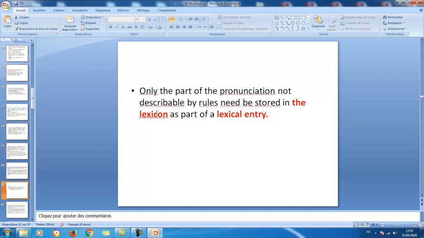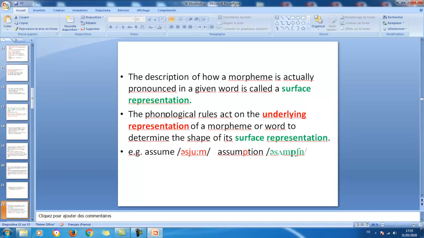Okay, so the thing that cannot be predicted by a rule should be learned, should be stored in the mind, because it's something which is unique. Now, the description of how a morpheme is actually pronounced in a given word is called a surface representation. What you produce as a word in speech, what you show, is the surface representation, and behind that surface representation there is what you call an underlying representation.